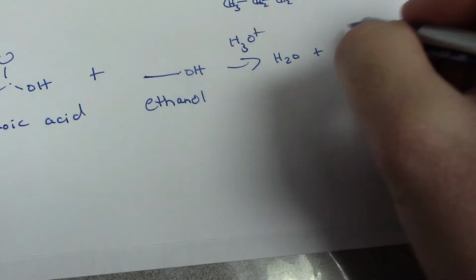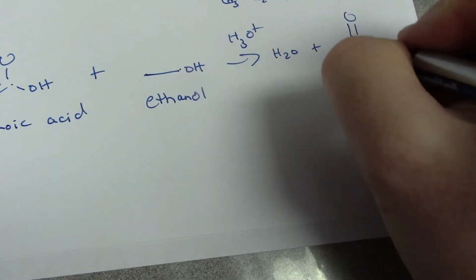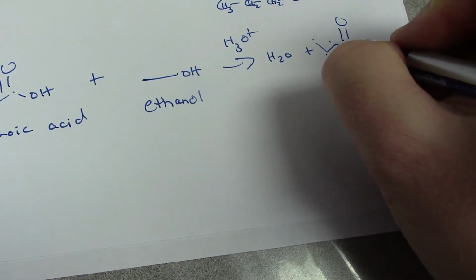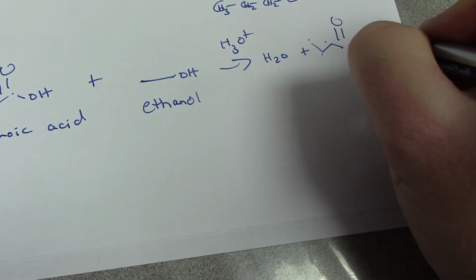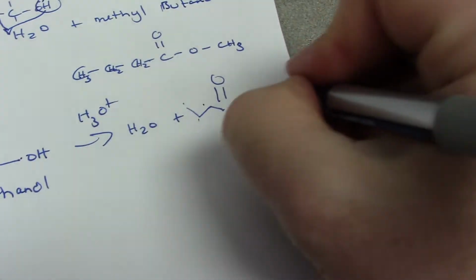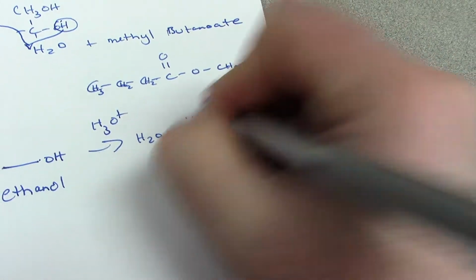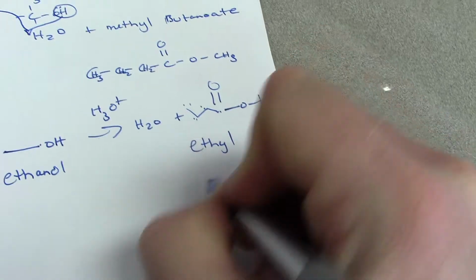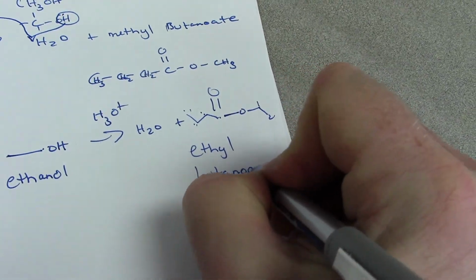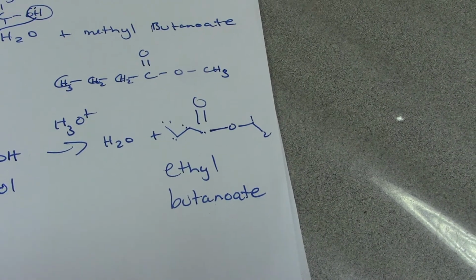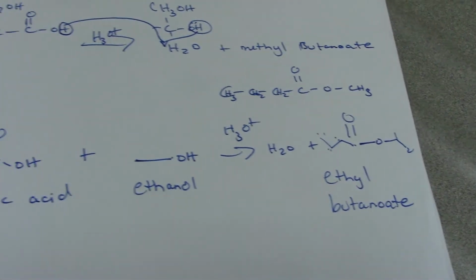And then this makes, okay, so 1, 2 carbons here and 1, 2, 3, 4 carbons there. So this would be ethyl butanoate. Okay, typical esterification reaction.